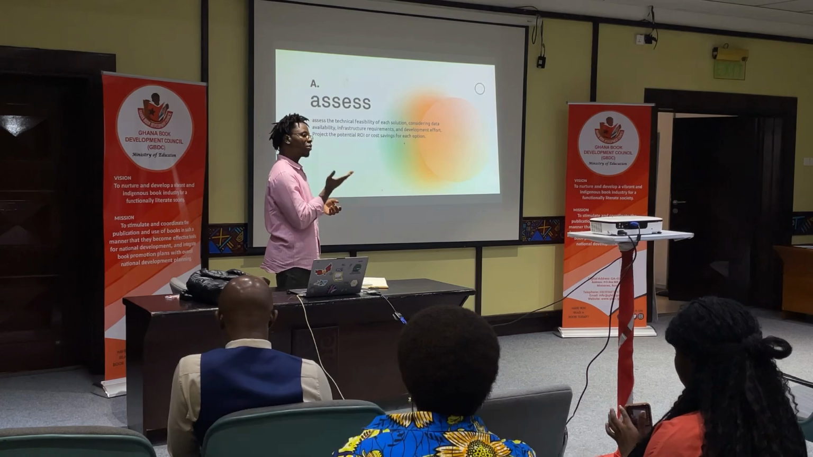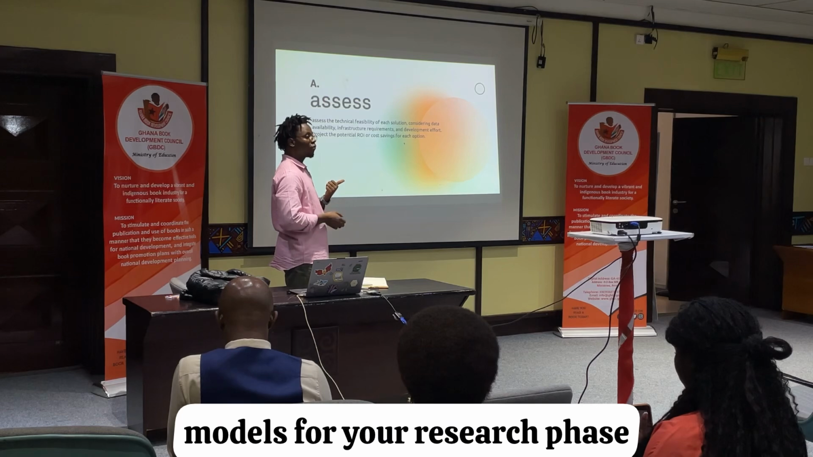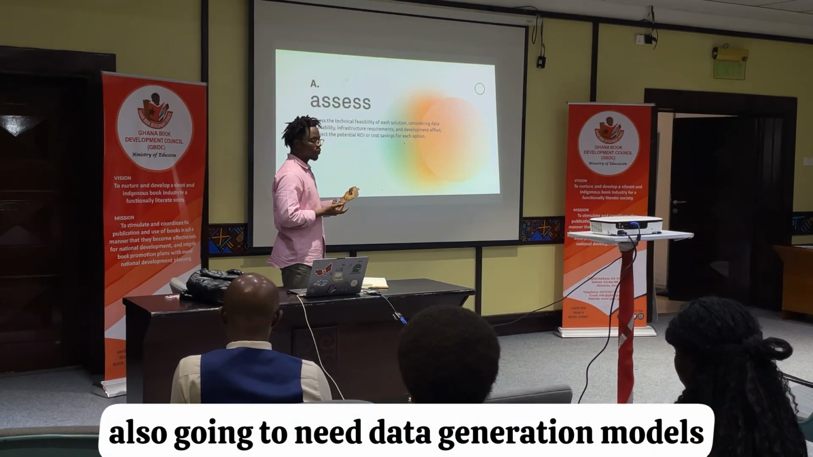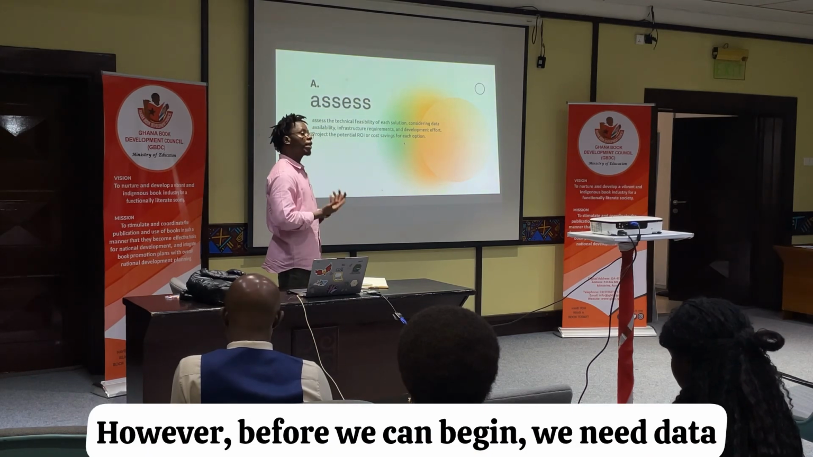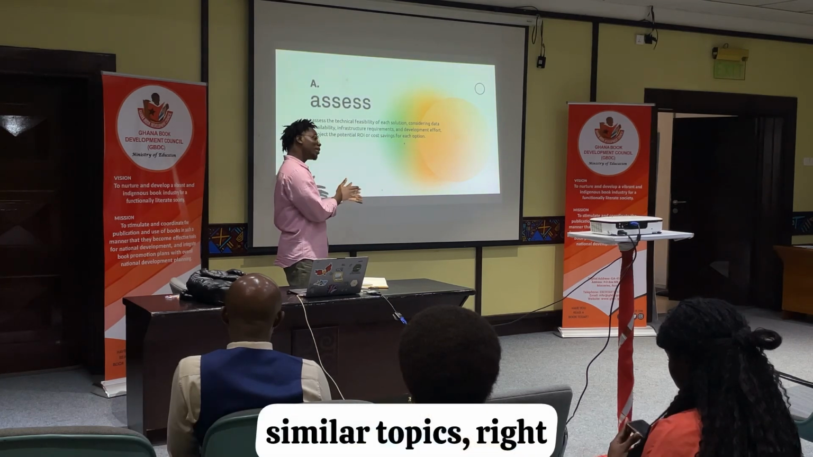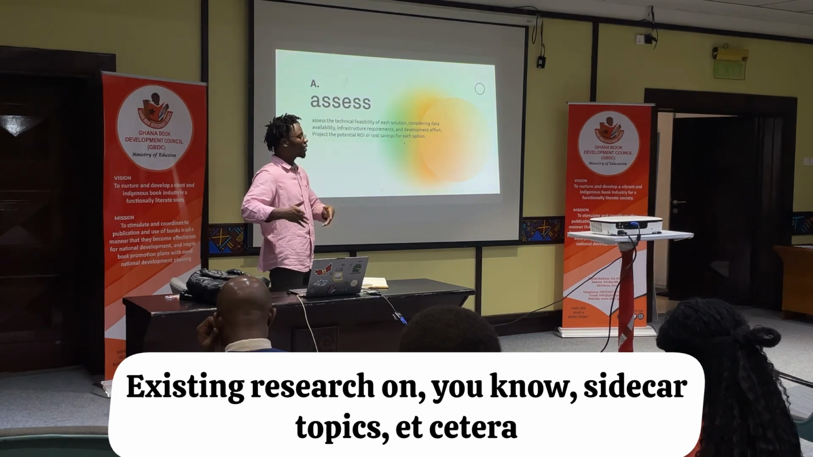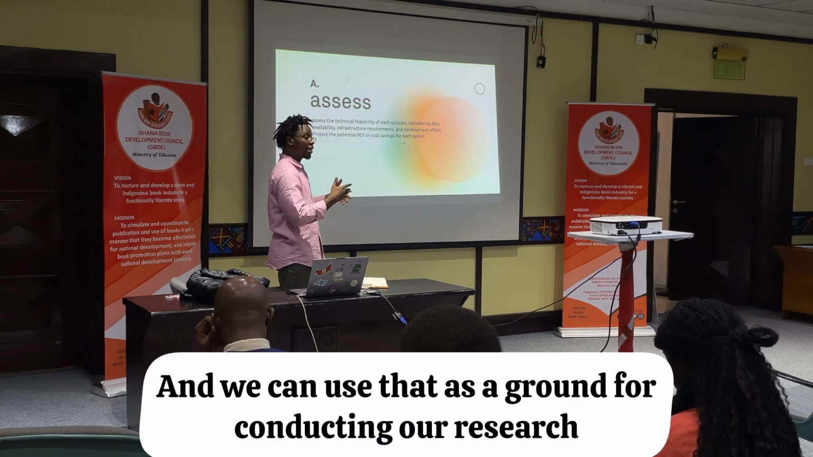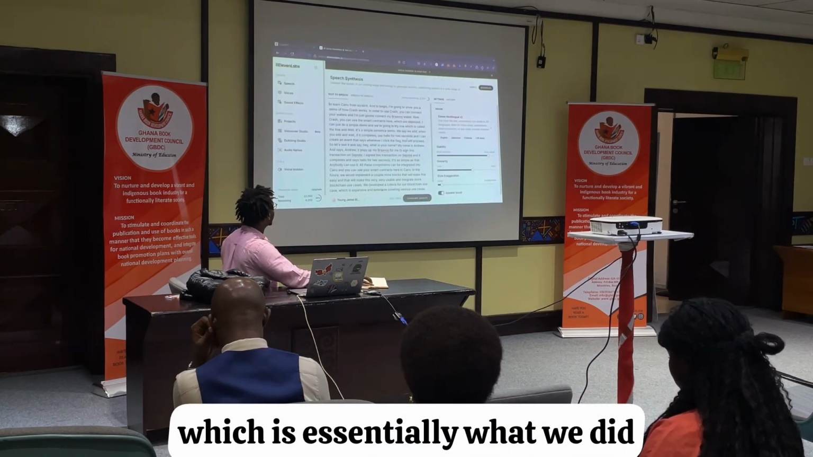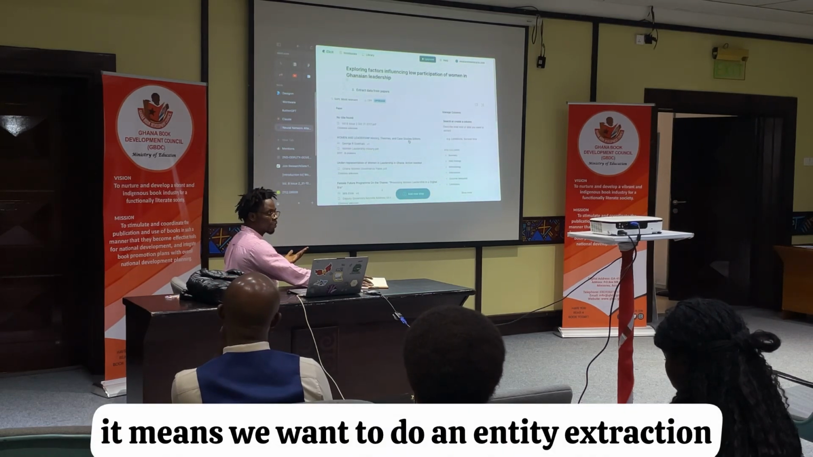First, when you described it, the kind of AI model you need is entity extraction models for your research phase. You're also going to need data generation models. However, before we can begin, we need data. That data has to be existing research on similar topics, right? We can use that as a ground for conducting our research, which is essentially what we did. First, when you described it, it means we want to do entity extraction.